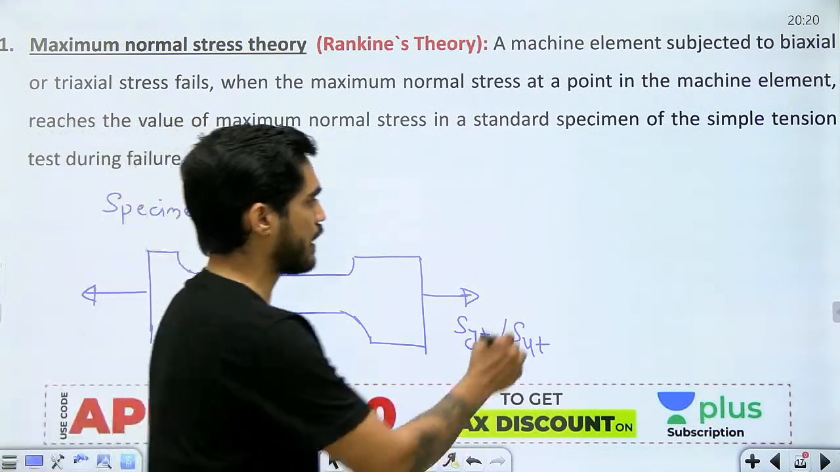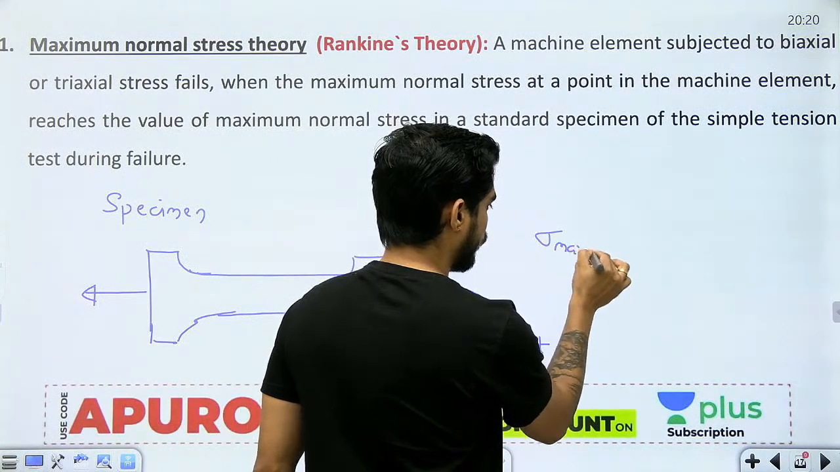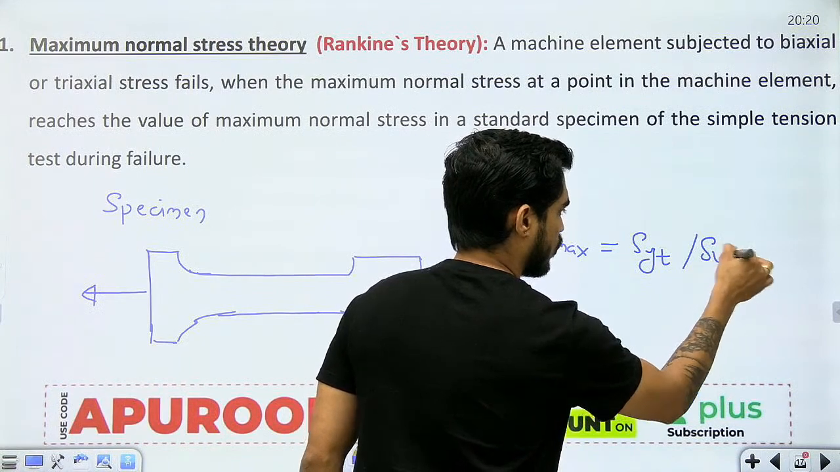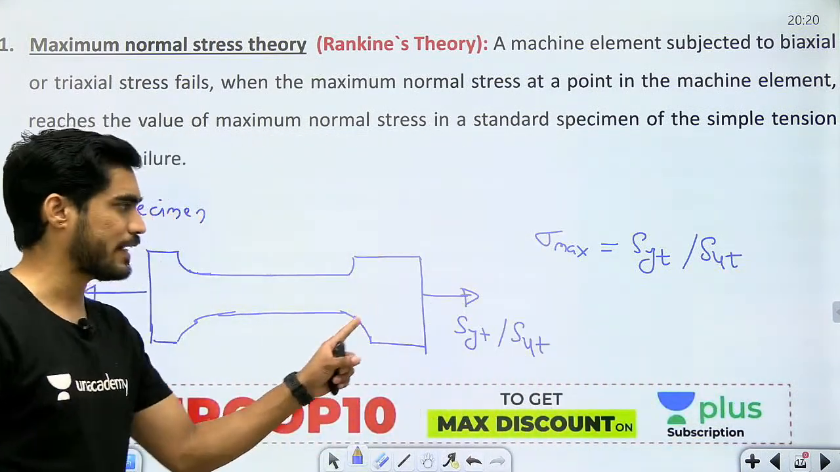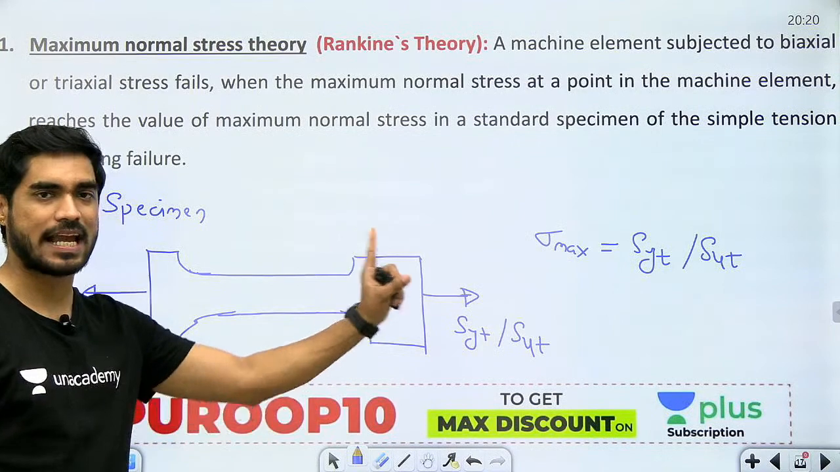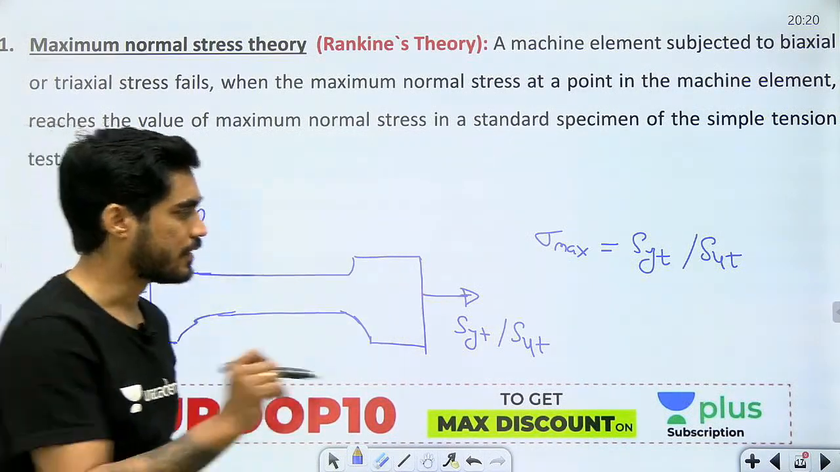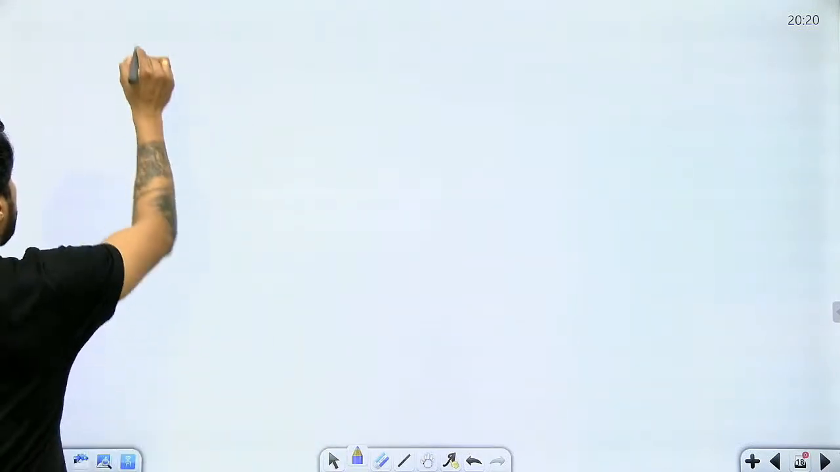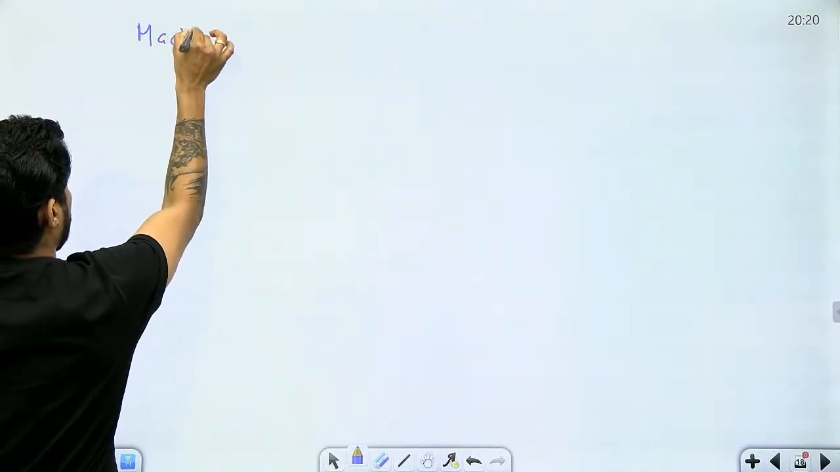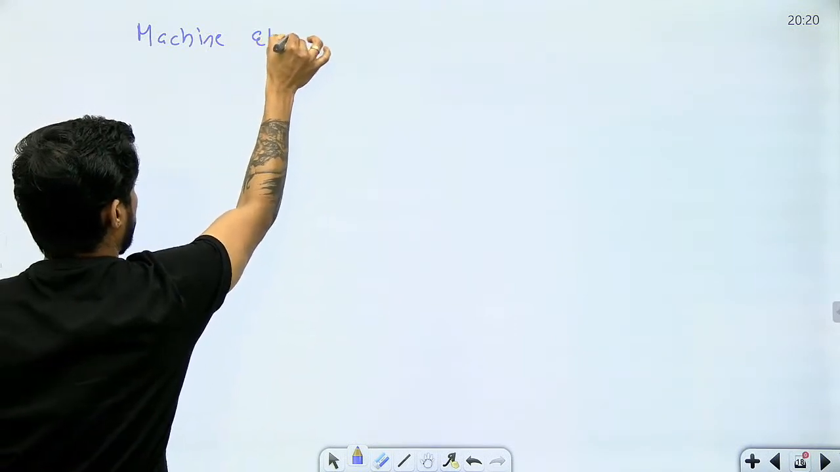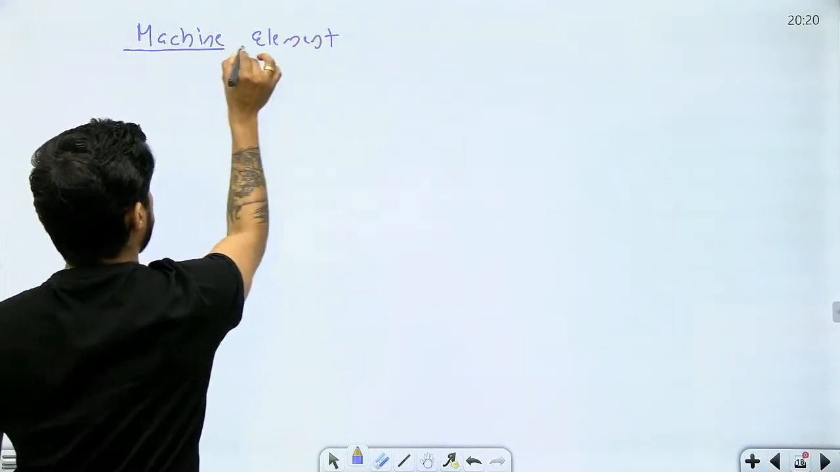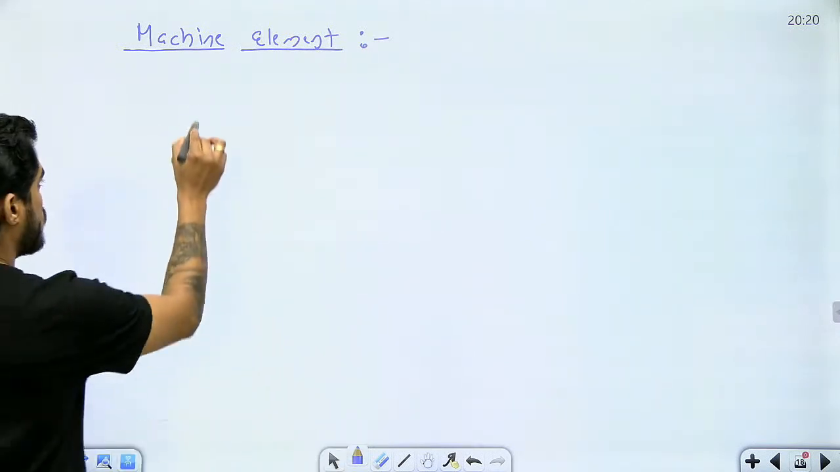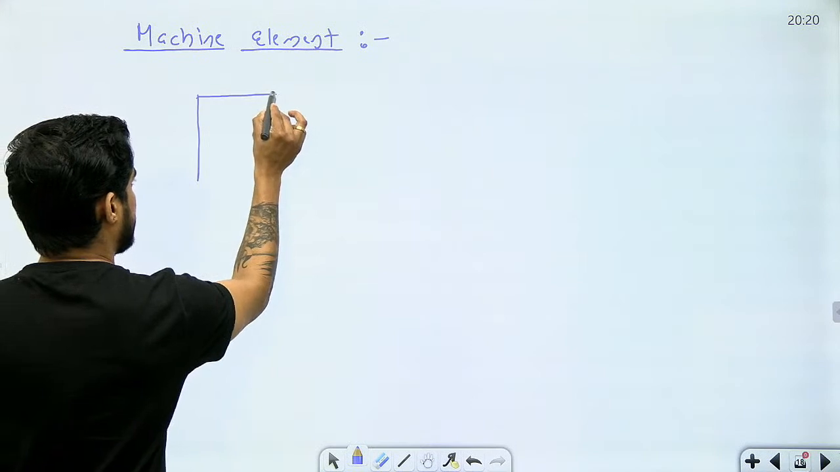So for this specimen, sigma max is either SYT or SUT, right? इस स्पेसिमेन के लिए सिग्मा मैक्स क्या है? SYT है या SUT है, right? Now our machine element is subjected to biaxial or triaxial load. ठीक है, अपना जो मशीन एलिमेंट है उस पे बायएक्सियल या ट्राईएक्सियल लोड लग रहा है.